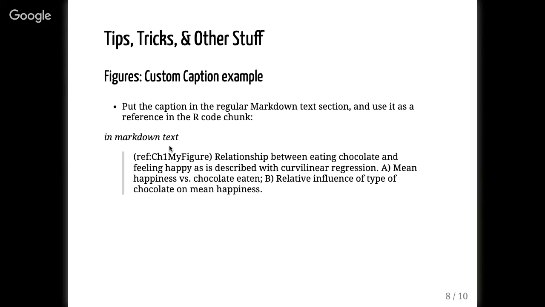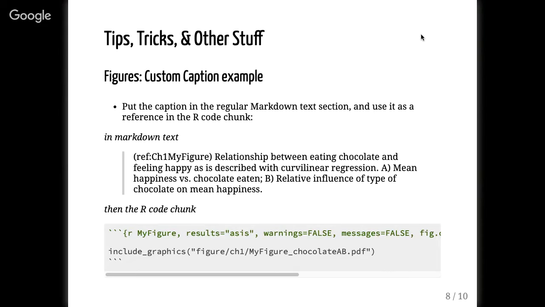Basically, in your actual RMarkdown, you use this little reference tag in front of your caption. So I would just be typing, right above wherever my code chunk is, I would just put this in here. And this is my caption. This is what I want to be my caption. And then I need to keep track of that, because when I go to my code chunk right here, here's my figure, results as is, some other options here.